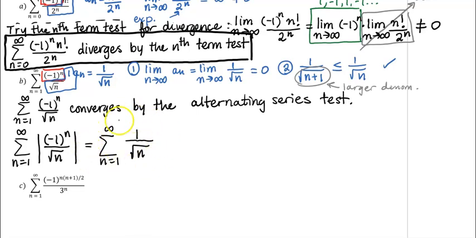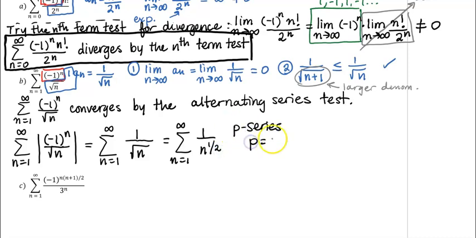So what is the behavior of this series now? This is a p-series. It may be helpful to rewrite this series as 1 over n to the 1/2, so that you identify it as a p-series, where p is equal to 1/2, which is less than 1. Which means that that series will diverge by the p-series test.